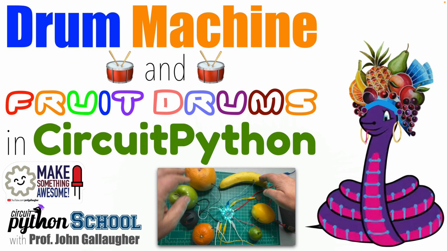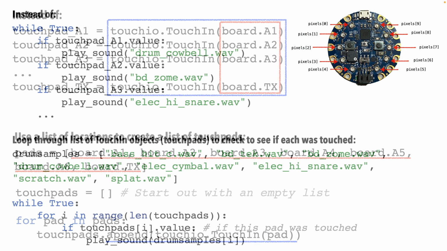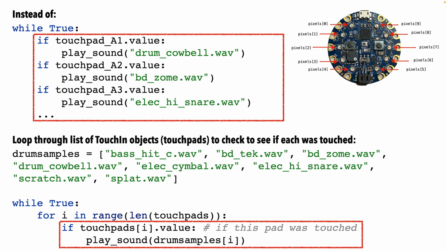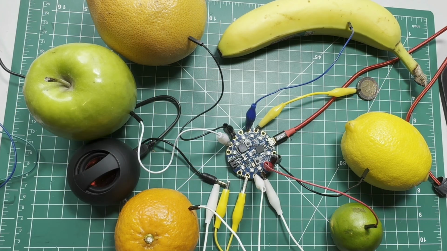In this lesson we're going to show a solution to the drum machine challenge from the prior lesson. We'll demonstrate a solution using lists and loops that radically cut down the code that we need to write, and even more fun, we're going to hook up our touchpads to a gyro and some fruit to get funky, food group style.